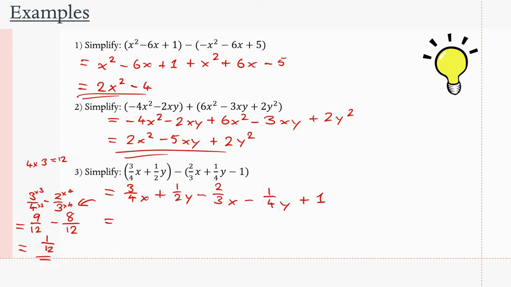So back to the question. We have 3 over 4x minus 2 over 3x. We get 1 over 12x, right? Let me erase all this. So we're done with the x's. Let's do the y's. Now we have 1 over 2y and 1 over 4y.